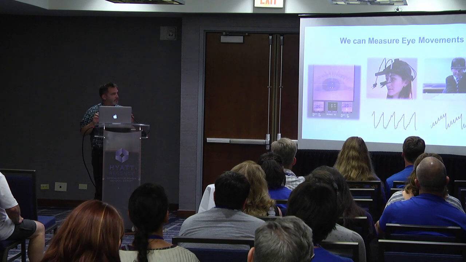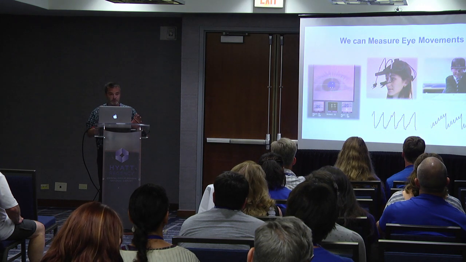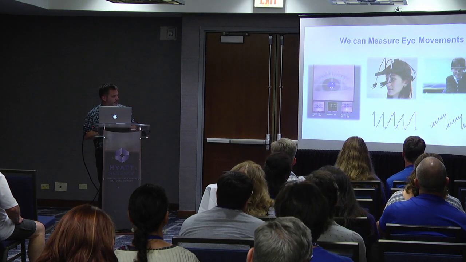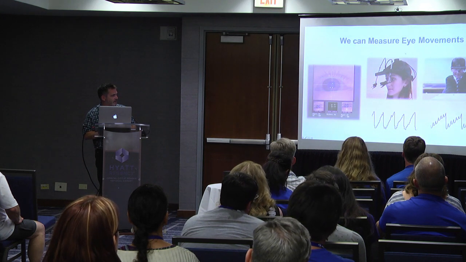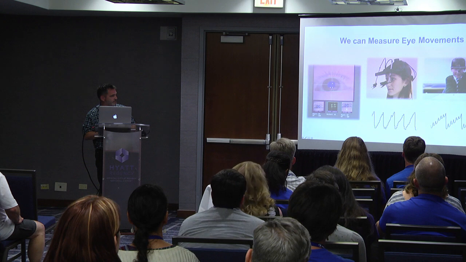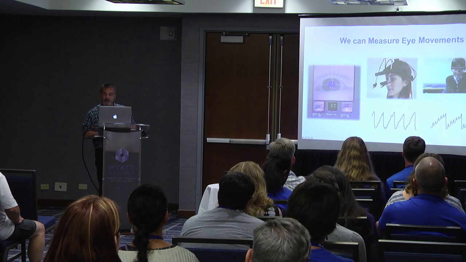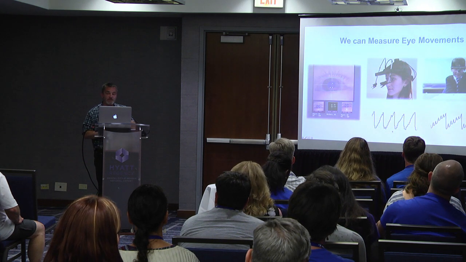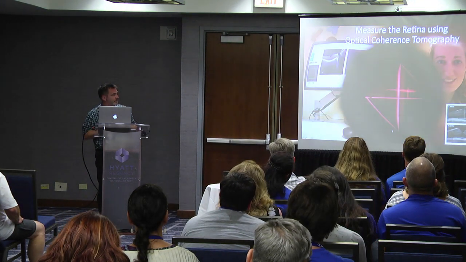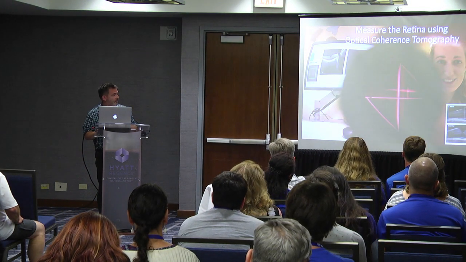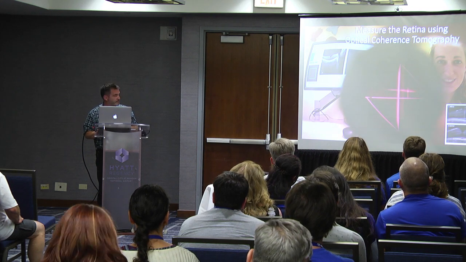Now, we can measure what the eyes are doing very well, and you may have had this done already. We have some very, very good eye movement recording methods for adults and also for children. And we can see exactly what the eyes are doing, which means that we can study reading very well. And as we've said, we can also measure what's happening at the back of the eye using OCT.